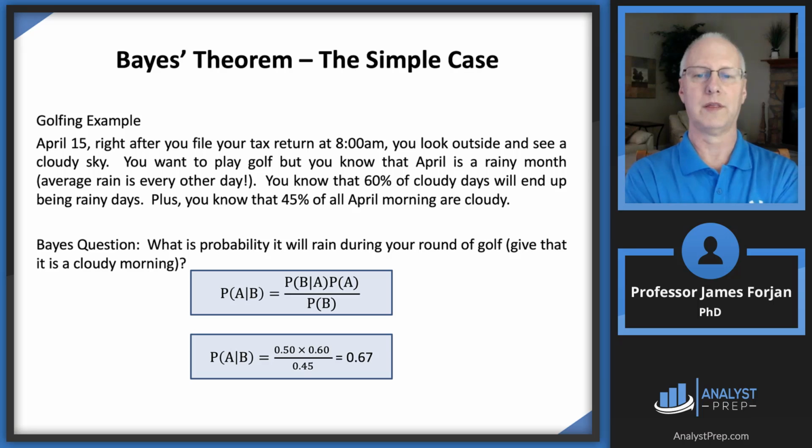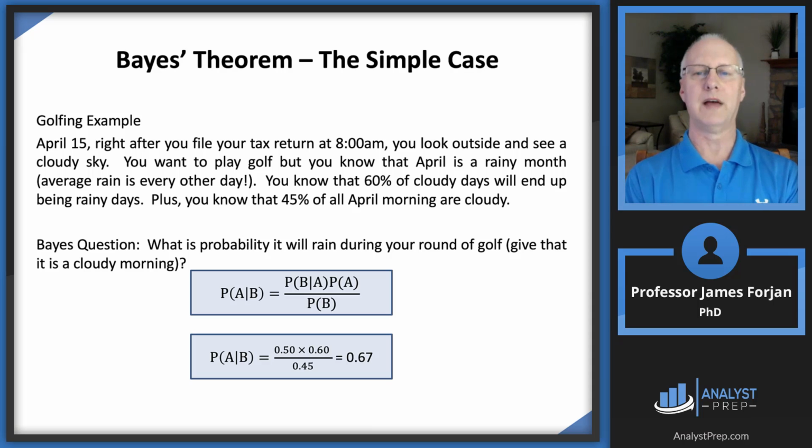All right, so what do we do? We start with the probability that it's going to rain given clouds. So what do we know here? It's April 15th, right? April has 30 days. So if it rains every other day, I guess I'm just assuming it's 50%.